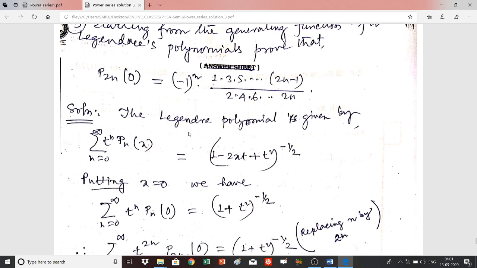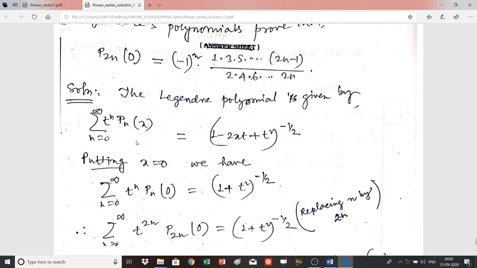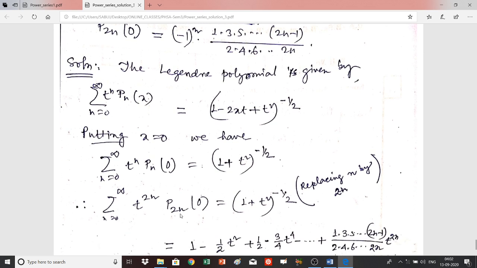To prove it, you write here the generating function of Legendre polynomials, the sum over n equal to 0 to infinity of t to the power n Pn of x, is equal to 1 minus 2xt plus t square to the power minus half, and you write x equal to 0 in this relation. You have the sum over n equal to 0 to infinity of t to the power n Pn of 0 that is equal to, if you use x equal to 0, 1 plus t square to the power minus half. So from here, in this case replace n by 2n in this relation. So the sum of t to the 2n P2n of 0 is equal to 1 plus t square to the power minus half.